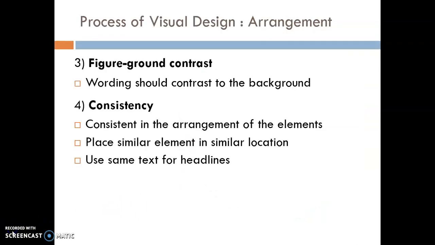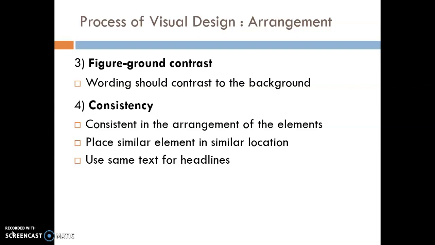The next process of visual design, the third, is foreground contrast. The foreground should contrast with the background. For example, when we use a white background, the words should be in a color such as black, red, or blue.